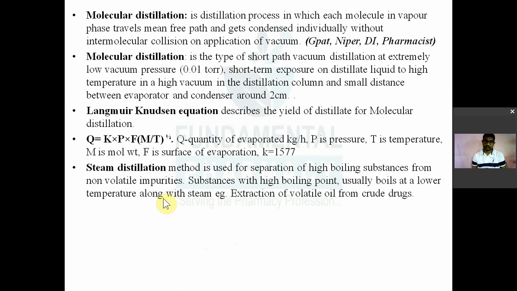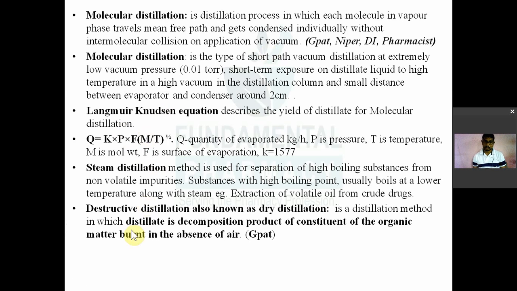So steam distillation is used for those substances which have a high boiling point, but when they are mixed with the steam, their boiling point gets reduced. Okay, now they can boil at the lower boiling point. Okay, so this phenomenon is used to isolate the volatile oil present in the various crude drugs. The extraction of volatile oil from crude drugs is the main use of this process.